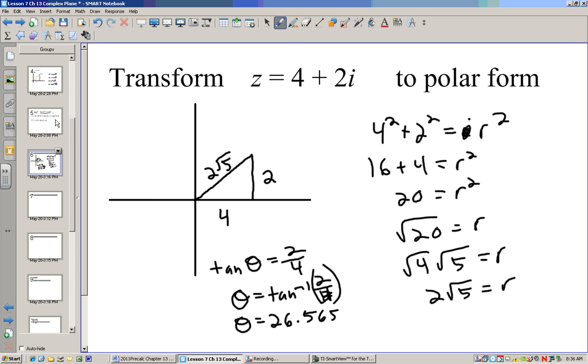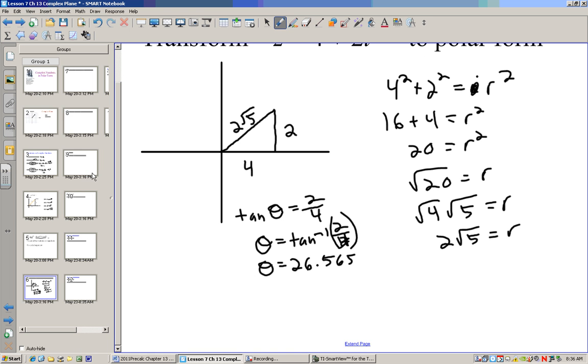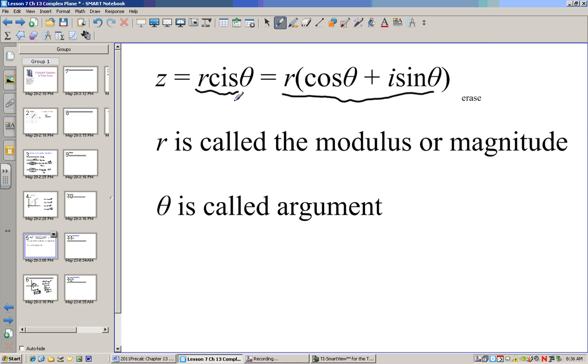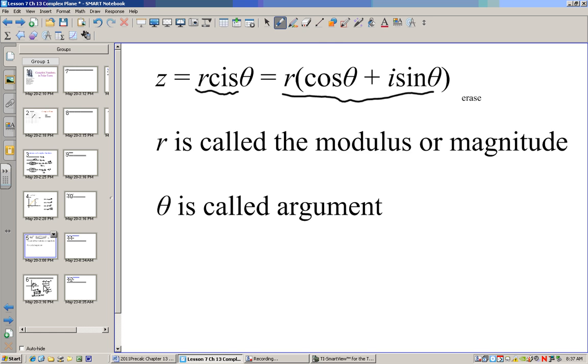So now let's look back at our polar form. It says our polar form is r cis theta, or r cosine theta plus i sine theta. Let's take a look. We have our r now, and we have our theta. So our new form would be, we just plug in the r and the theta. So 2 root 5 cosine plus i sine 26.565. Because it's in that form.